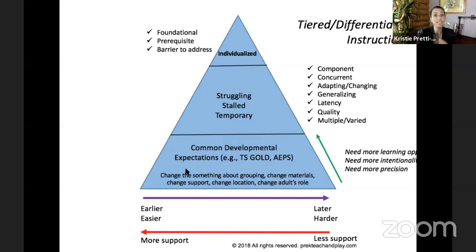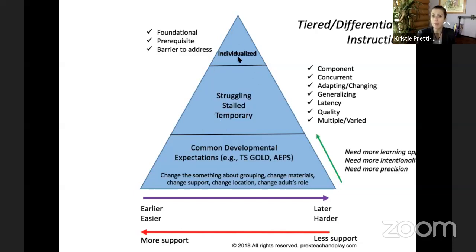In an ideal world, when we differentiate, we would not have tiers or layers. Julie and I talk a lot about losing labels. I would also say, let's lose the layers or lose the tiers, because what we do is sort and separate learners by tier. So who's ready to learn a common outcome? Who's struggling?